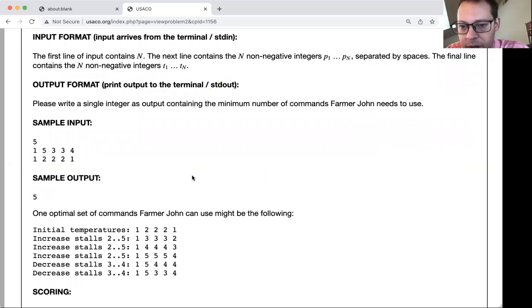Whoops, let me clear that up here. This entire back half right here got raised by 1 degree. So now you can see it becomes 1, 3, 3, 3, 2 on the next line. Increasing 2 through 5 again, that's these same stalls, which produces 1, 4, 4, 4, 3.